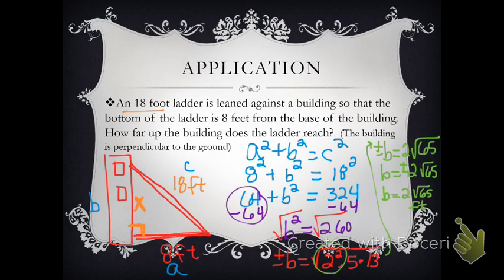And oftentimes in word problems, if I say something is 2 root 65 feet, you really have no idea how long that is. So a lot of times we will actually estimate these. So we'll go ahead and we'll put 2 root 65 into our calculator, and we'll get approximately 16.12 feet.